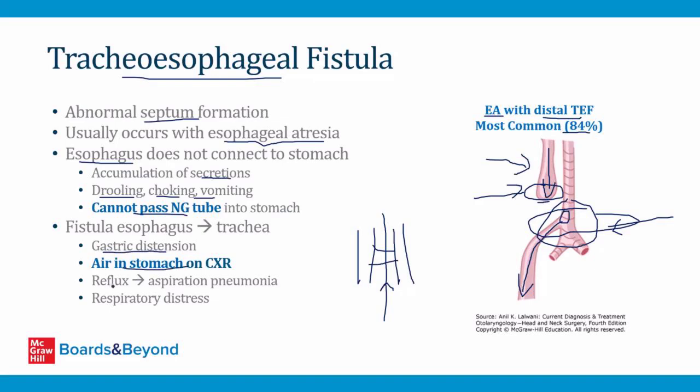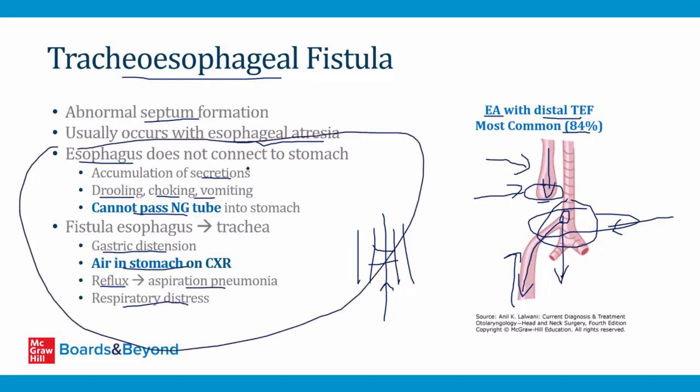In addition, there can be reflux of stomach contents up through the esophagus here, and those will end up going down the trachea and into the lungs. So the baby can develop aspiration pneumonia and respiratory distress. And so all these features that I've summarized right here are the clinical findings in babies born with this most common form of tracheoesophageal fistula.